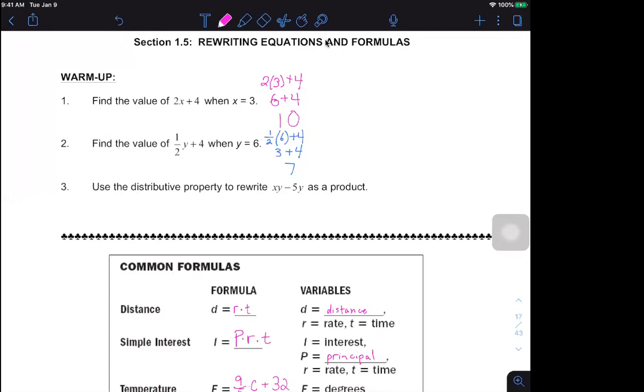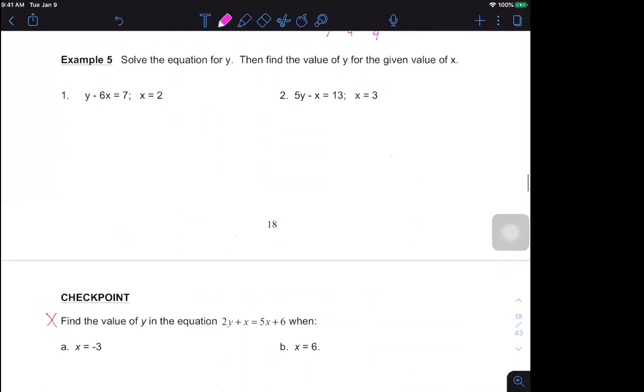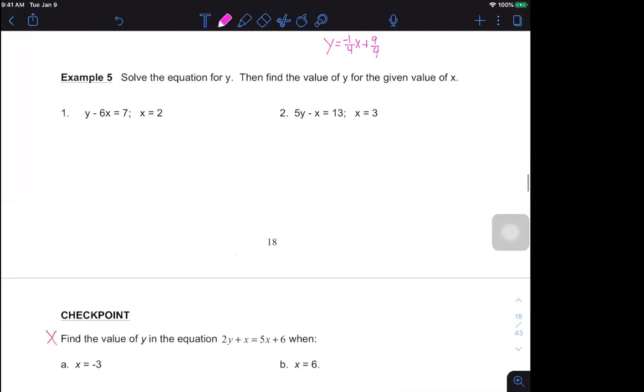Good. So again, like Ms. Karp said, we're on section 1.5, and we're going to scroll on down and lead off on example 5 where we left before. Example 5 says solve the equation for y and then find the value of y for the given value of x. So unlike the homework yesterday, we're actually going to do the first step, where we solve for y first. Okay? So let's look at our first equation.